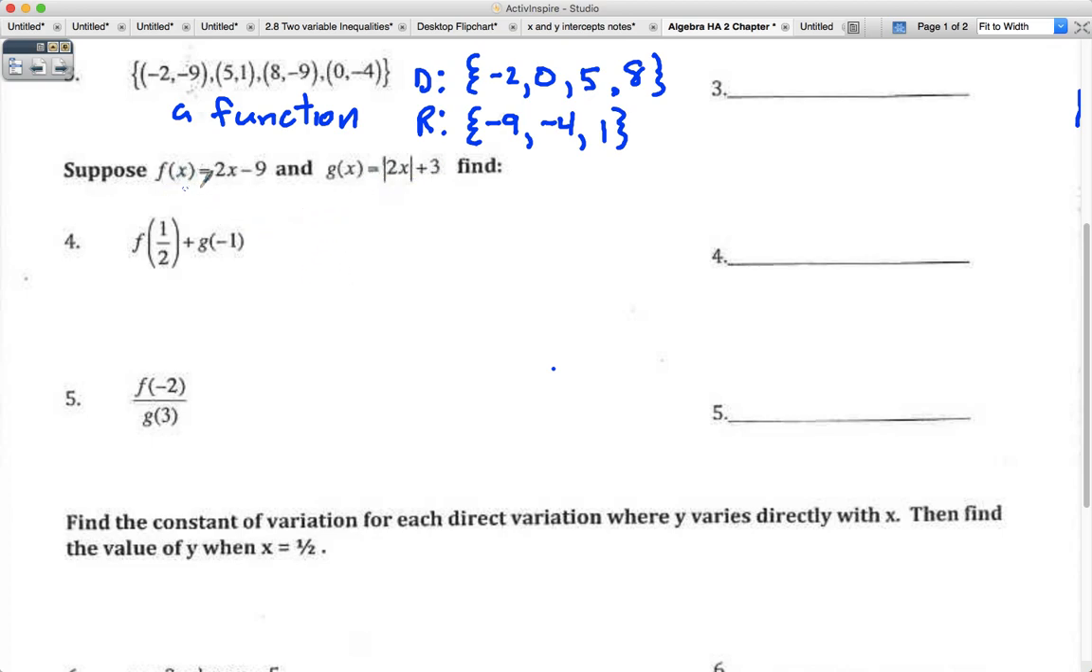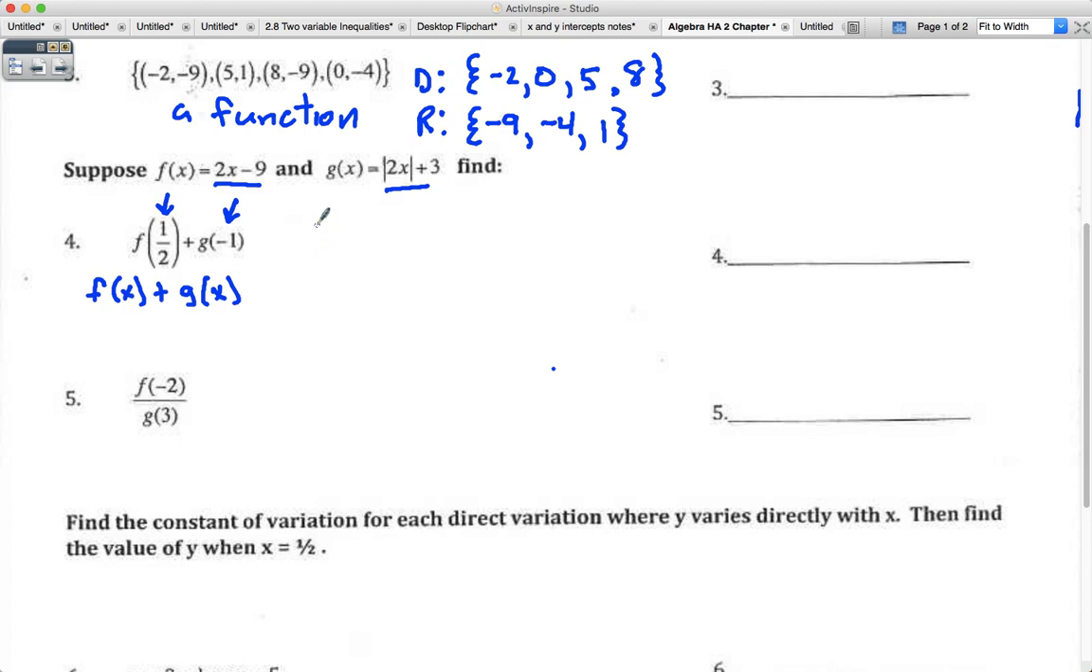The function f of x is 2x minus 9. The function g of x is the absolute value of 2x, then plus 3. What I need to find is f of x plus g of x. But I'm going to use 1/2 as my input for the f function, and I'll use -1 for my input of the g function. So I'm going to write down f of x first.